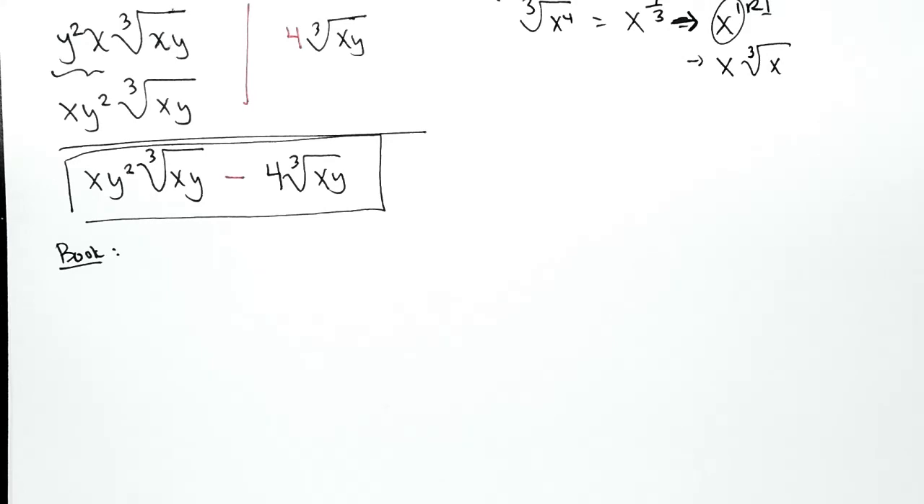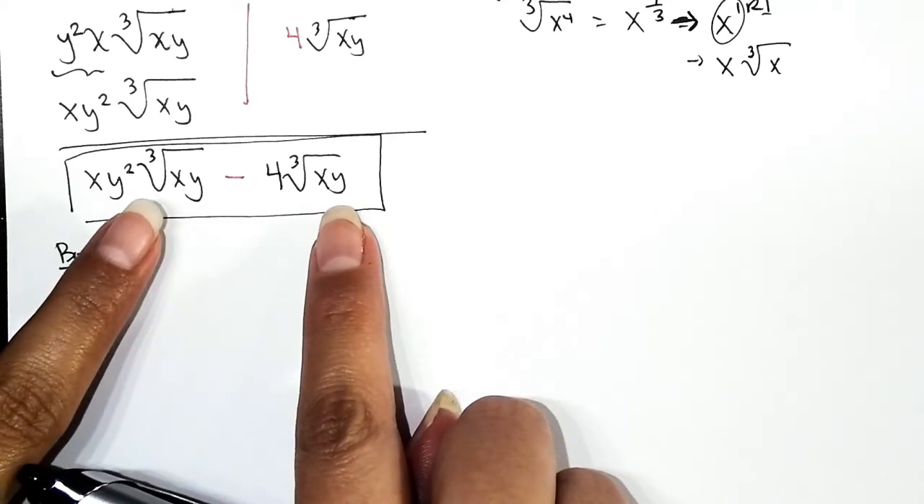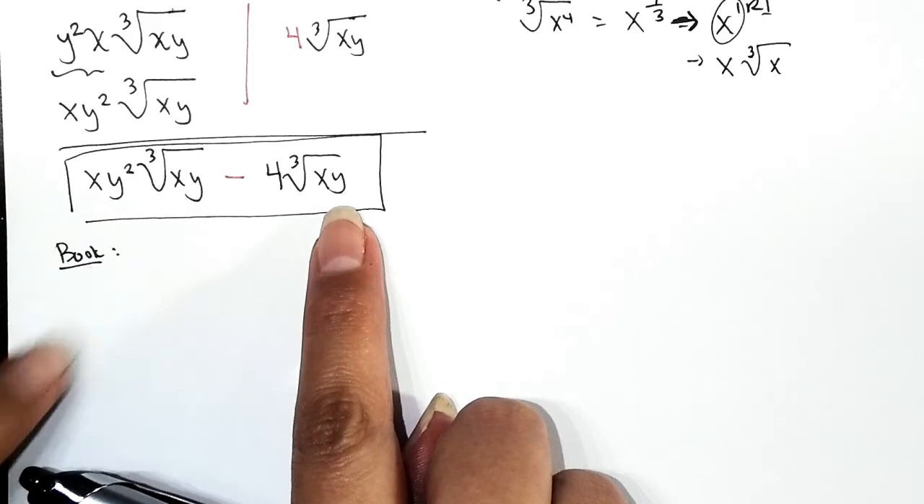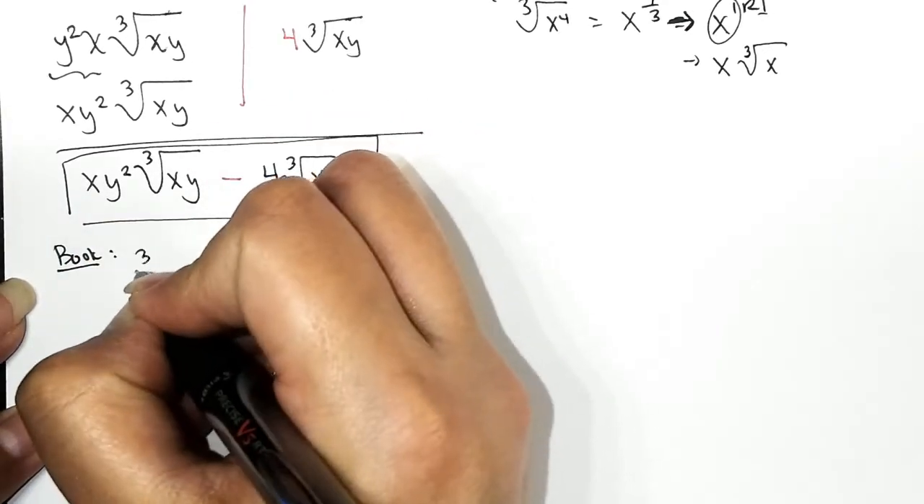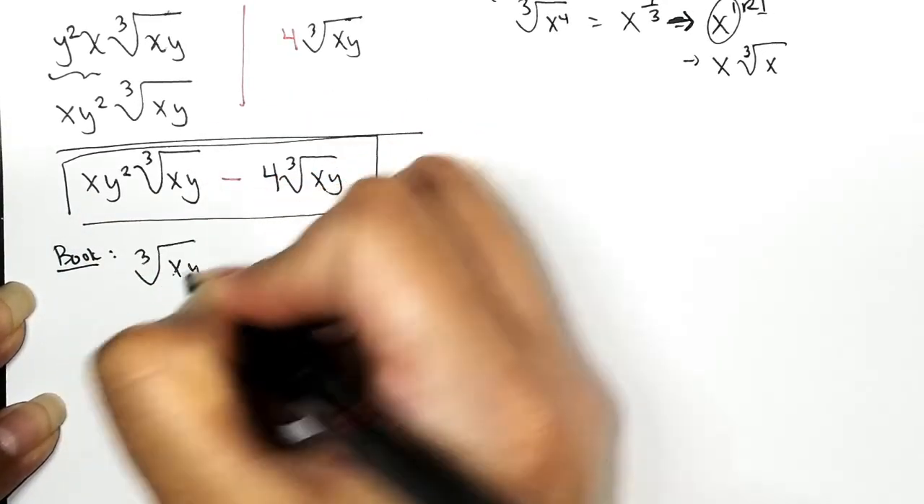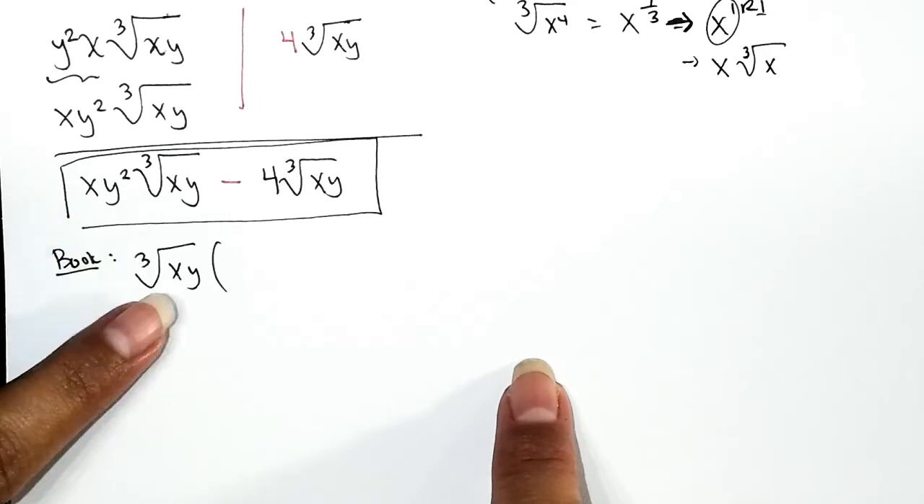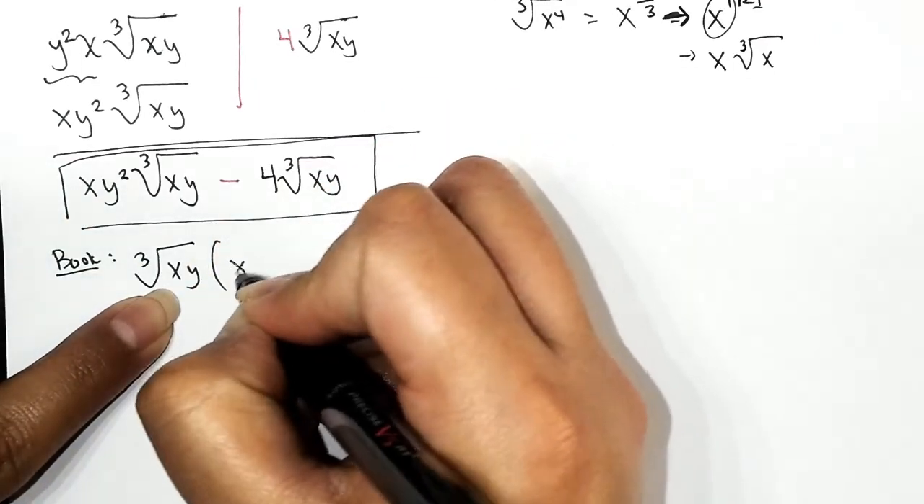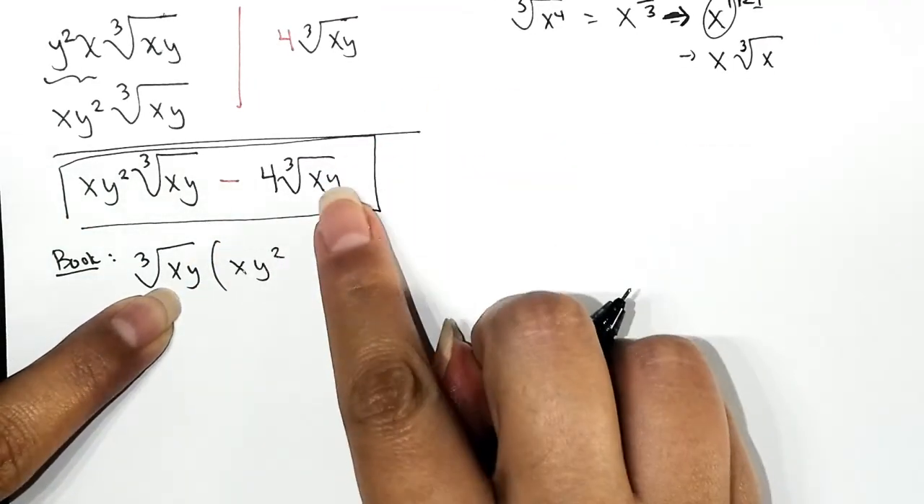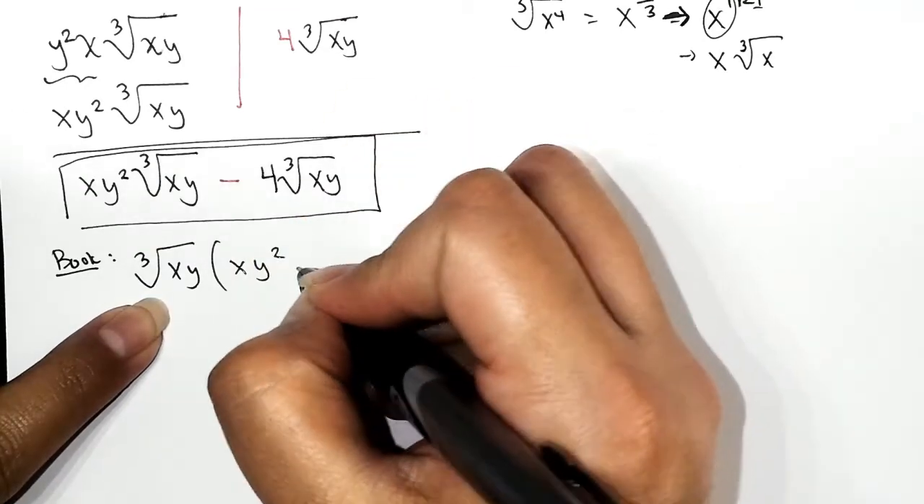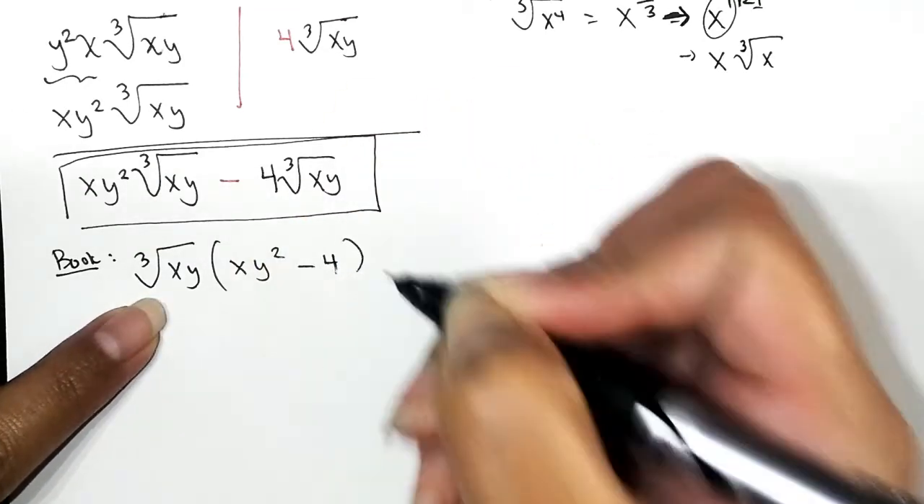Yeah, we cannot add or subtract, but for fake extra credit, let's take out a common factor. Both terms have a common factor of cube root xy, so let's go ahead and factor it out. Would I recommend you do that? No, but if you want to, then that's fine. When you factor it out, first term over common factor will leave you with xy squared. Second term over common factor will leave you with minus 4.